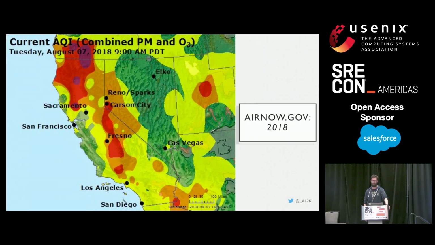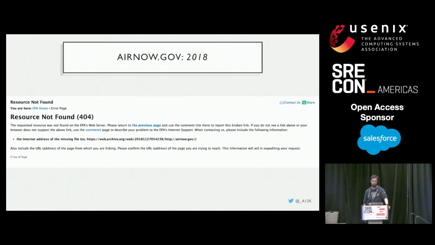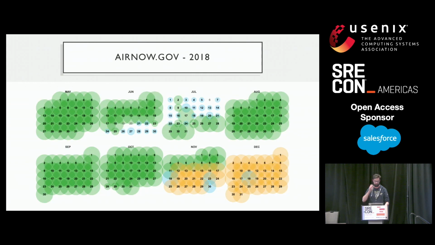During that time, logging on to airnow.gov, you should have been able to see something like this. Particulate matter and ozone, where it was spread out through California. Instead, what you saw was 404. Occasionally, you'd get lucky and get a 500, but mostly it was a 404.